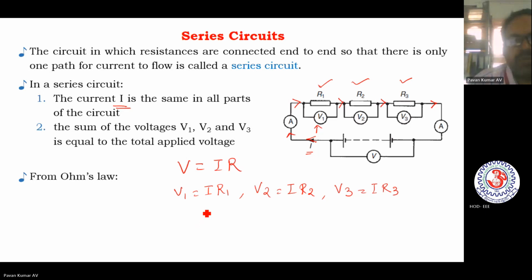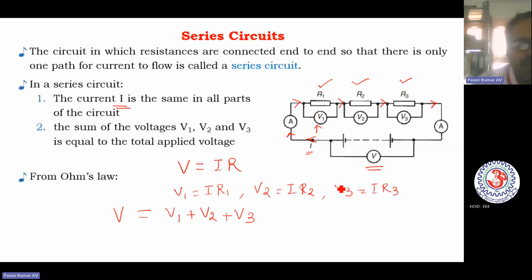The total voltage applied to the circuit is divided among the resistances. So if there are three resistances, it is divided into V1 plus V2 plus V3. If there are n number of resistances, the total supply voltage will be divided into that many parts. So the total supply voltage V is equal to V1 plus V2 plus V3.